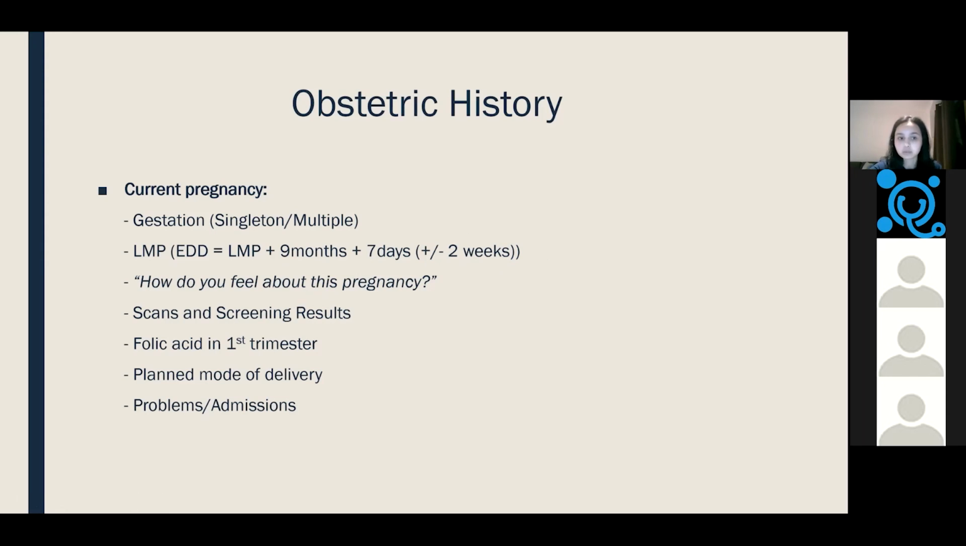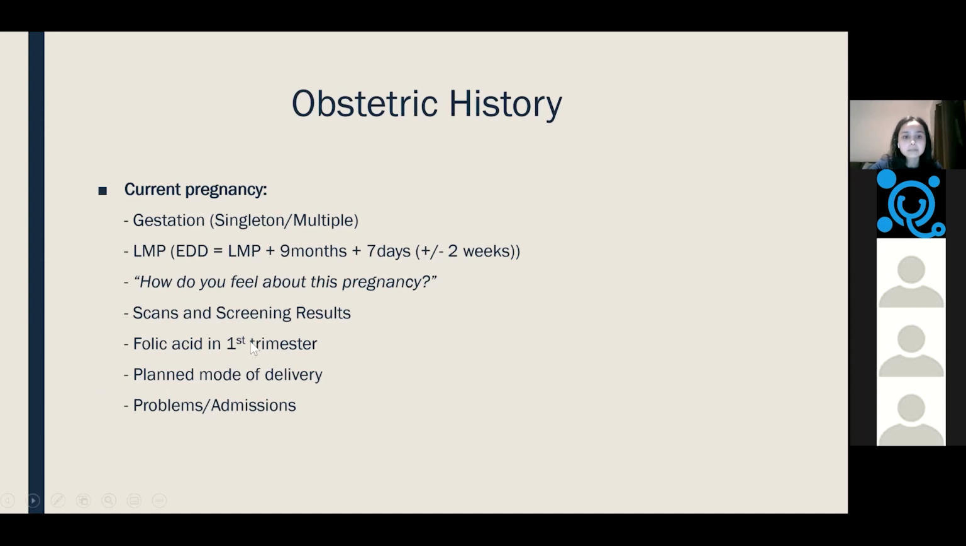this is a very important question: how do you feel about this pregnancy? Because sometimes it's not planned. Sometimes everything that they feel in terms of support and their home comes up after this question. So they could tell you, this was planned and I'm happy, or this wasn't planned and I'm thinking what to do. And depending on how far their gestation is, they might want to terminate the pregnancy and things like that.